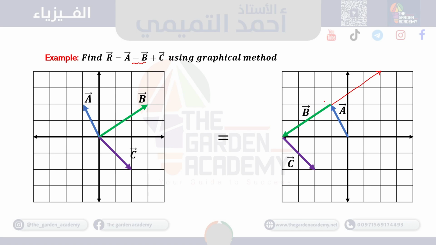And finally to draw the resultant vector R we start from the tail of the first vector and we end at the last vector, or we end this vector at the head of the last vector. فبالتالي احنا راح نرسم ال R بهذا الشكل.